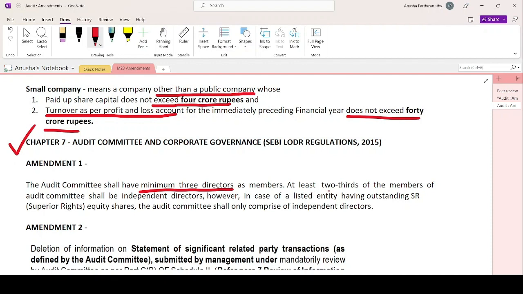At least 2/3 of the members of the audit committee shall be independent directors. In the case of a listed company having an outstanding SR equity shares, the audit committee shall comprise only of independent directors. Minimum 3 directors should be there. Two-thirds of the members should be independent directors. However, in case of a listed company having outstanding SR equity shares, the audit committee shall comprise only of the independent directors.